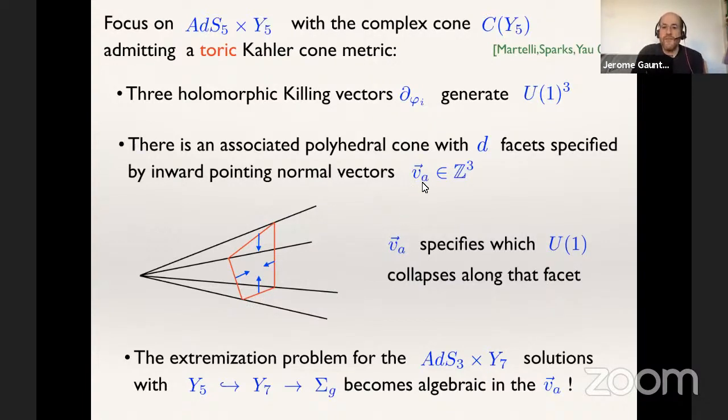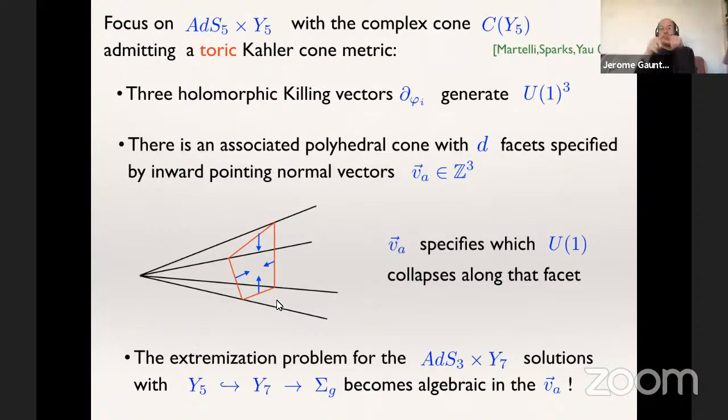And those normal vectors are three vectors that have integer coefficients in this lattice. What do those little vectors tell you? The way you should picture this: here's a little polyhedral cone, supplement it with three U1s. So that gives us a six-dimensional space. And as you go to each of the boundaries of the polyhedral cone, a circle is shrinking to zero.